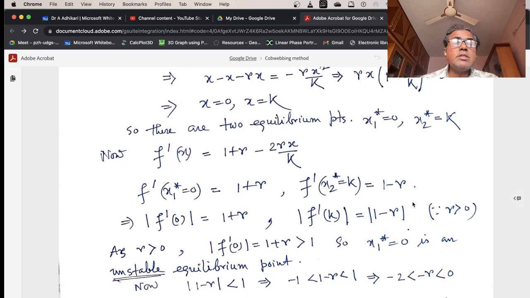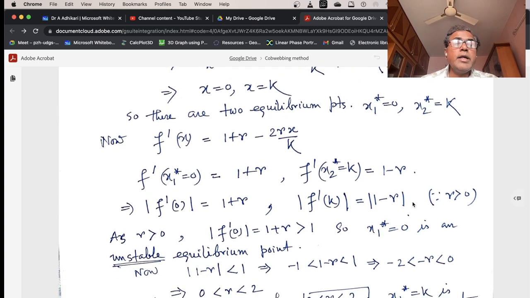Now f dash x equal to this, so f dash at the point 0 is 1 plus r, and f dash at the point k equal to 1 minus r. So the modulus of f dash 0 equal to 1 plus r, and the modulus of f dash k equal to modulus of 1 minus r. r is positive. As r is positive, the modulus of f dash 0 is obviously greater than 1. So 0 is an unstable equilibrium point. And if modulus of 1 minus r is less than 1, this implies minus 2 less than minus r less than 0, that is 0 less than r less than 2.